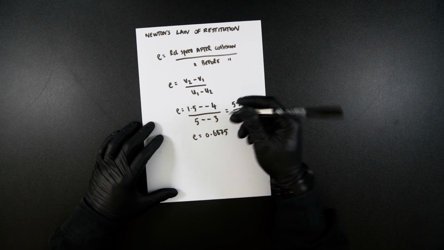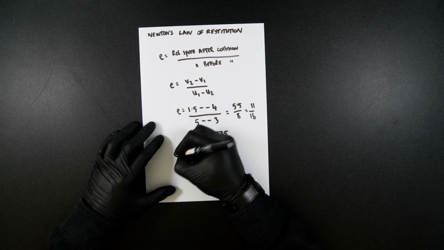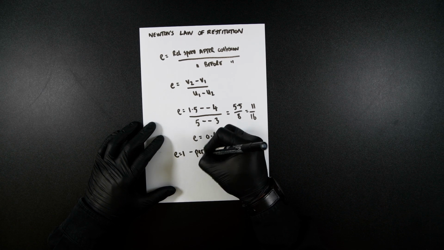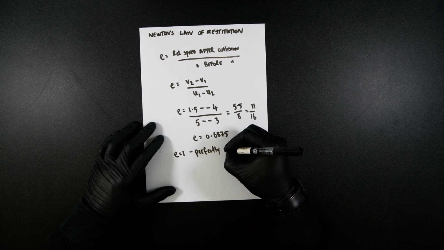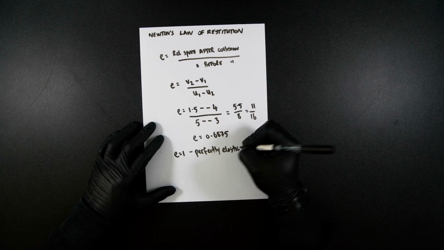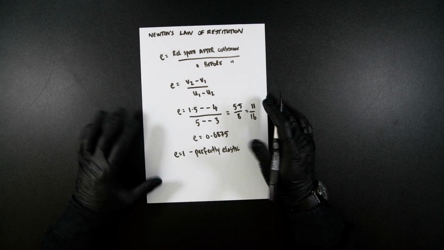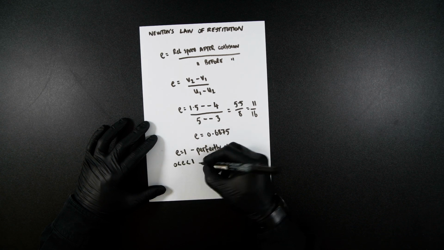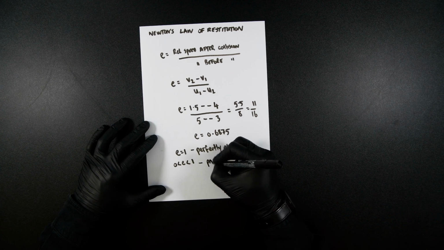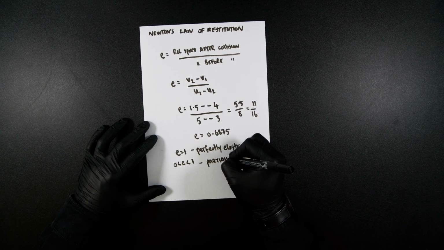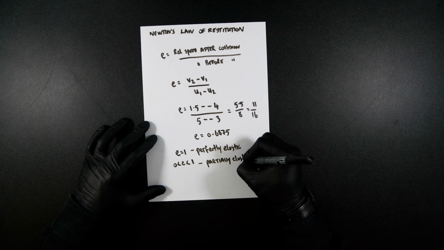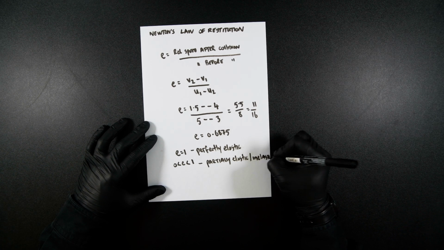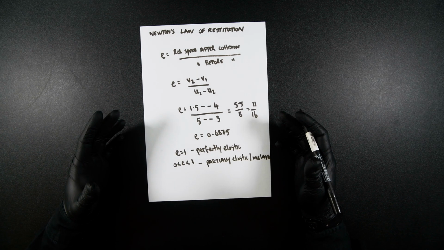What does this mean? Who cares? Why have we even done this? So, if E equals 1, it is perfectly elastic. This means that no kinetic energy is lost. If it is somewhere between 0 and 1, which this is, it's partially elastic or inelastic. So some kinetic energy is lost.